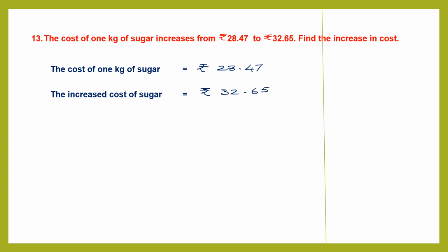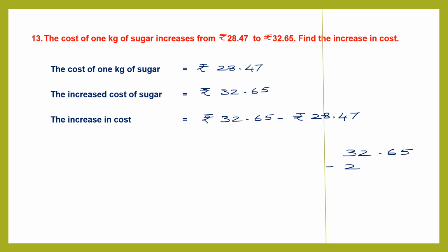That means this is increased from 28 rupees to 32. Now by how much has it increased? What is the increase in cost? To find that, we have to subtract 32.65 minus 28.47. So when we subtract these two, we will get our answer. So let's do that. 32.65 minus 28.47.